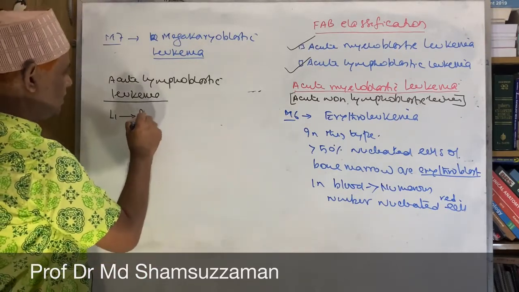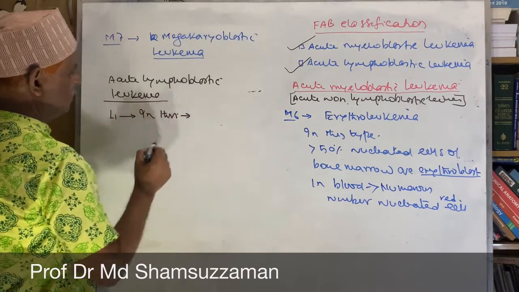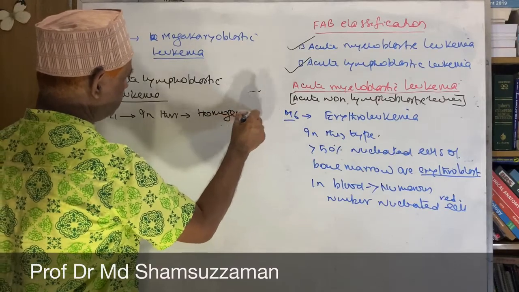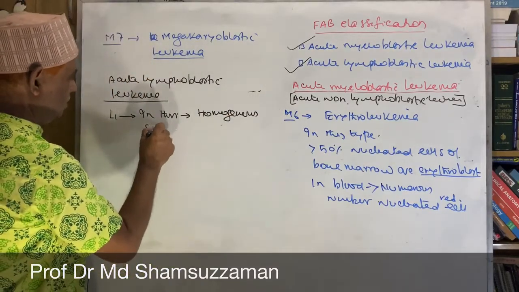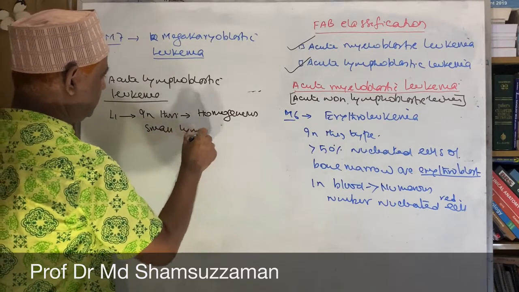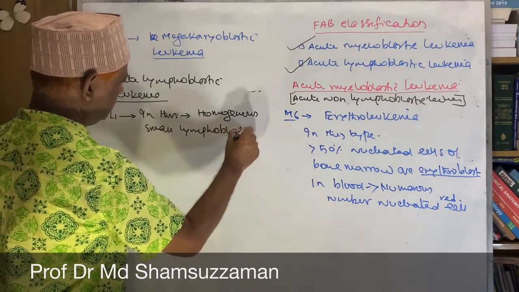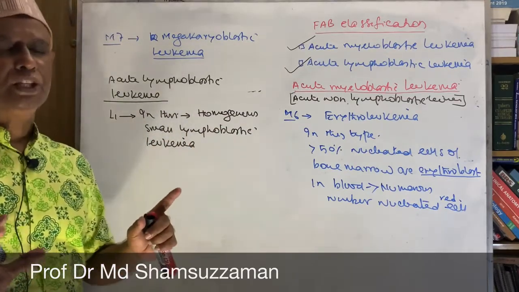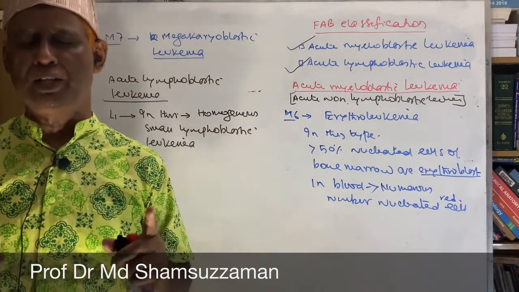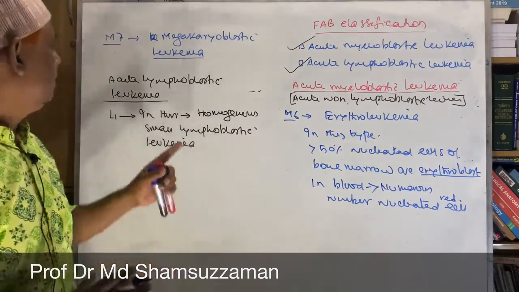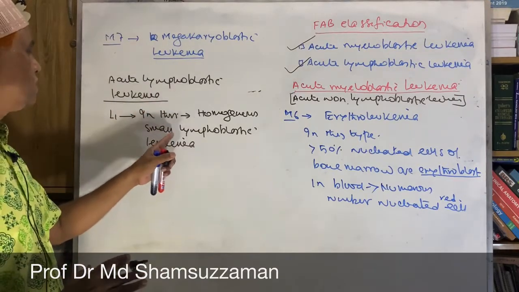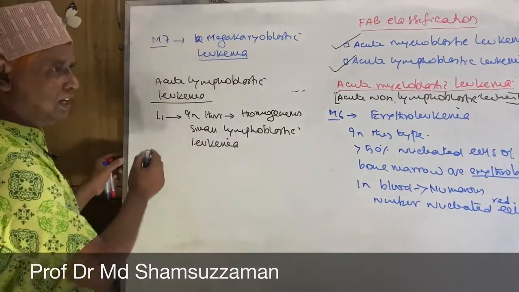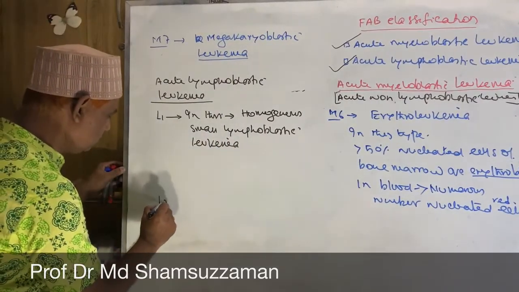Here in this type, it is homogeneous, a small lymphoblastic leukemia. Dear audience, we know there is a small lymphocyte and a large lymphocyte. So there is a small lymphoblast and a large lymphoblast. In acute lymphoblastic leukemia where most of the cells are small lymphoblasts, it is called homogeneous small lymphoblastic leukemia. That is L1.